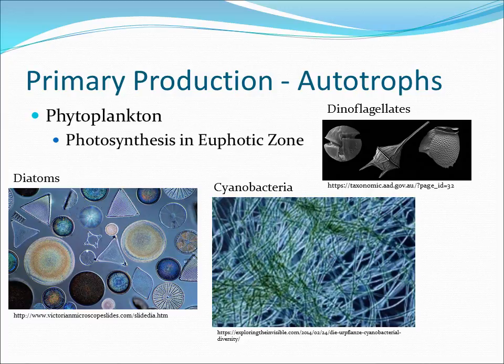So just like houseplants, these photosynthesizers need nutrients as well as sunlight and water, but they're just floating around in the ocean. So they need the process of upwelling to get their nutrients.